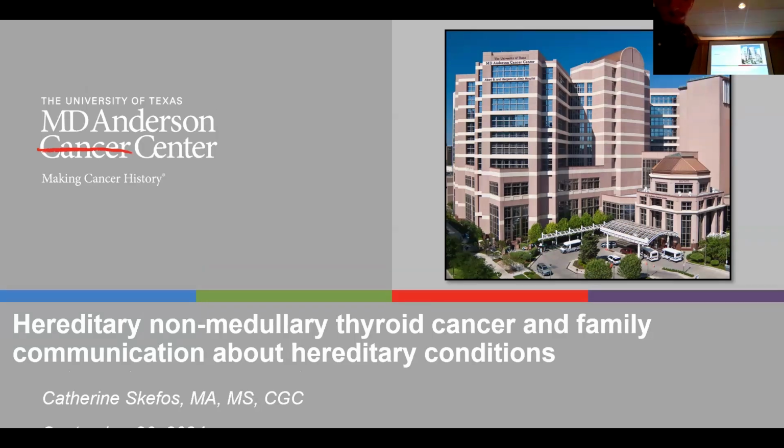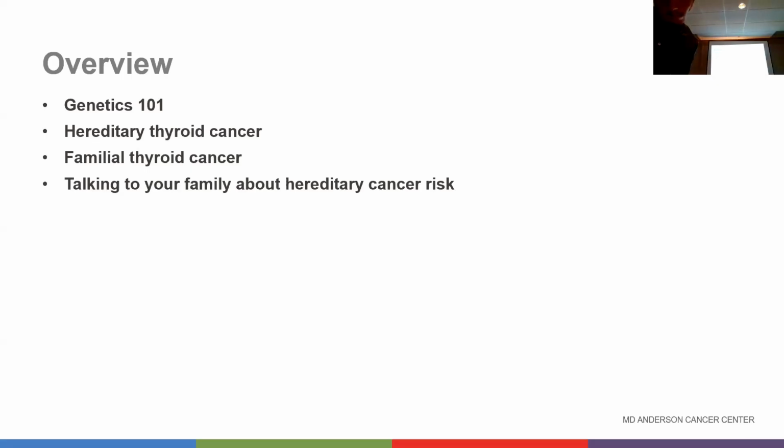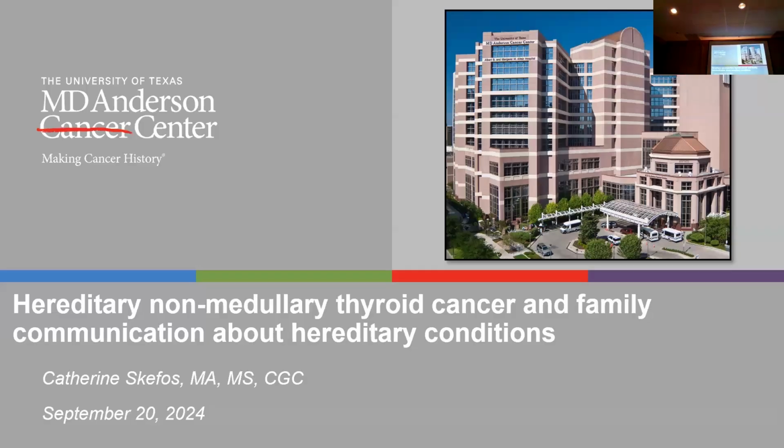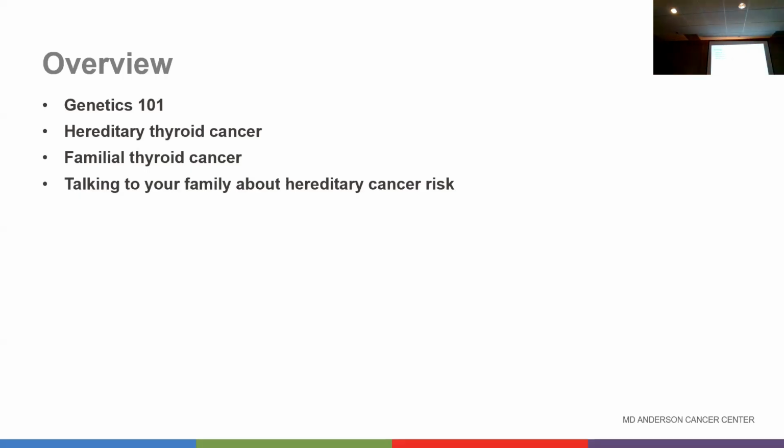I am a genetic counselor at MD Anderson, and I work specifically in the endocrine center. So I talk with a lot of patients who have thyroid cancer and other cancers about hereditary risk. And a big part of that conversation is family communication. So we'll start with a sort of genetics 101 to make sure we're all on the same page when we're talking about genetics, and what it means to have a hereditary condition versus a familial condition and things like that.